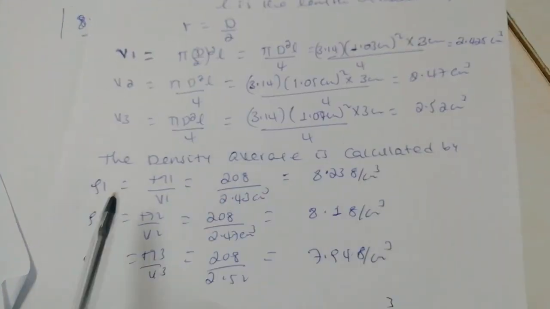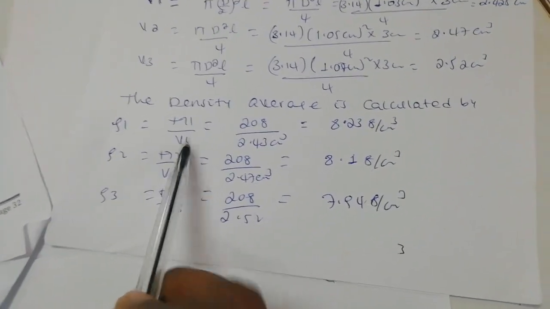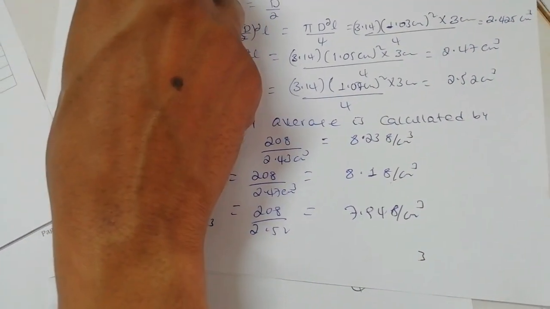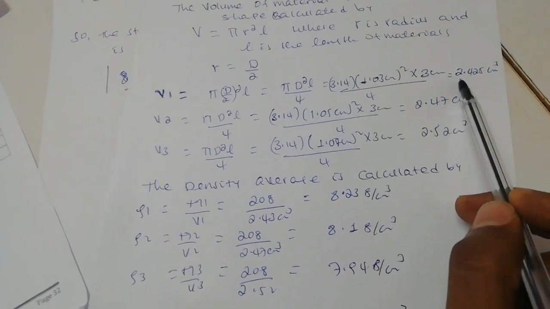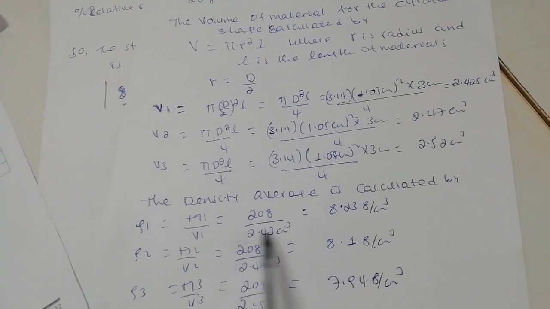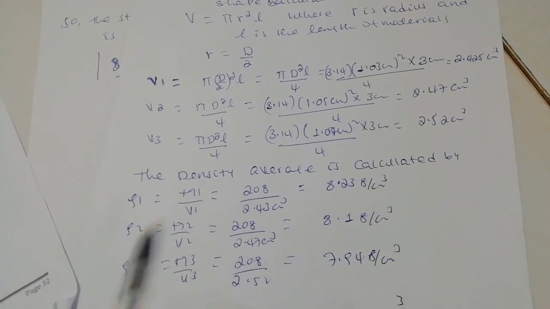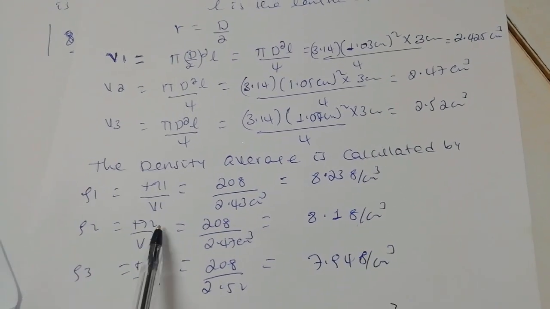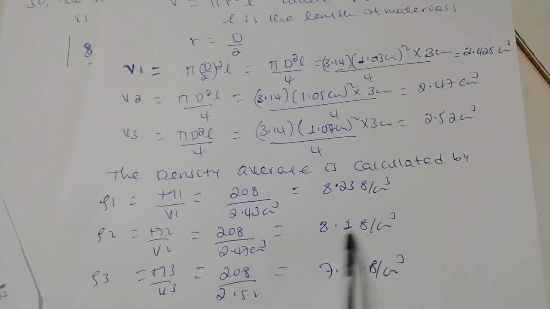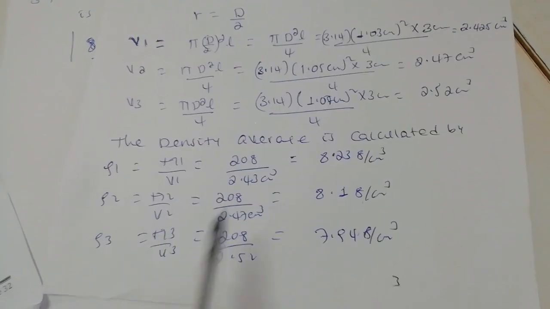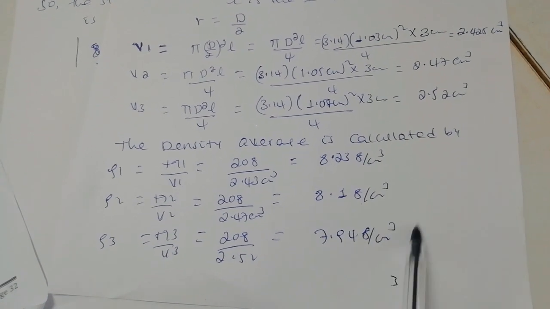For this, if you find the density one by one, density is equal to mass over V1. The mass is 20 grams. 20 gram divided by the individual measurement volume 1, which is 2.425 centimeter cubed. So it is around 8.23 gram per centimeter cubed, the first density. The second trial for density is mass 2 over V2. 20 gram divided by 2.47, we get 8.1 gram per centimeter cubed. The third one is around 7.94 gram per centimeter cubed.